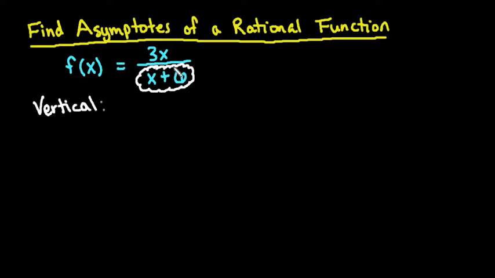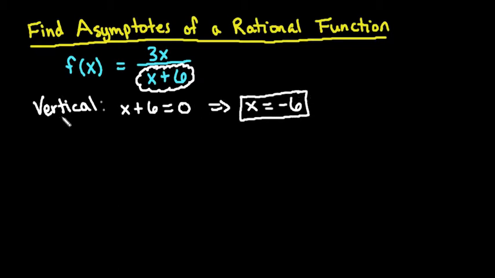reduce. So because of that, we would just take the denominator x plus 6 and set it equal to 0. And when we solve this, x equals negative 6 would be the value that would make the denominator 0. This would be our vertical asymptote. And our graph can get closer and closer and closer to this, but it can't ever actually touch it.